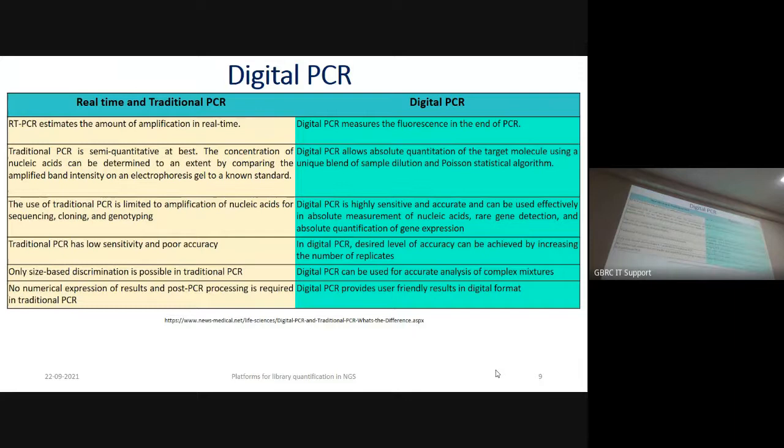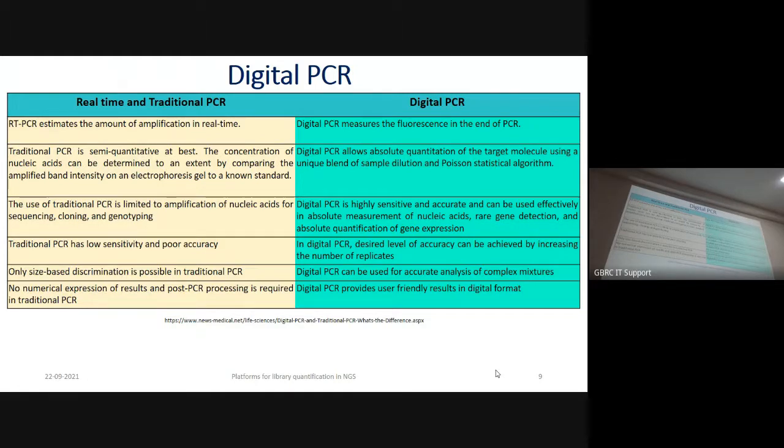This is a comparison of traditional PCR versus digital PCR. In real-time PCR, it estimates the amount of amplification in real time, while digital PCR measures the fluorescence at the end of the PCR. Here it is semi-quantitative, as it requires the standard. However, digital PCR will give you the absolute quantification.